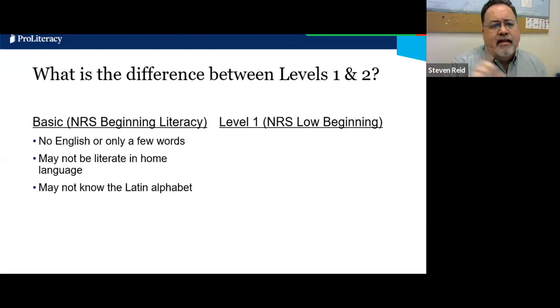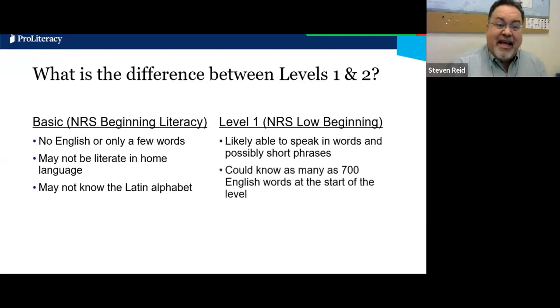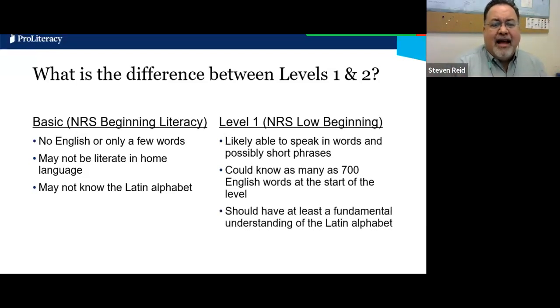And then in the Level 1s, that NRS Low Beginning, NRS Level 2, they are usually able to speak a few words, some short phrases, not quite seeing those complete sentences yet. They could know as many as about 700 words in English at the start of that level. And so they should have at least a fundamental understanding of the Latin alphabet, and they're just at that little bit a step up above the basic level.